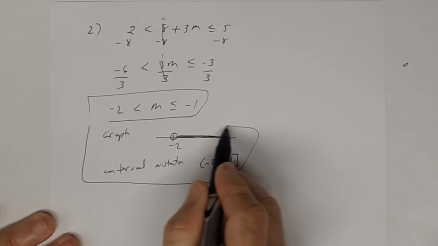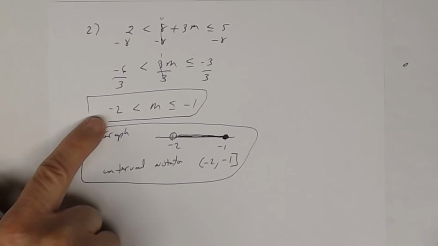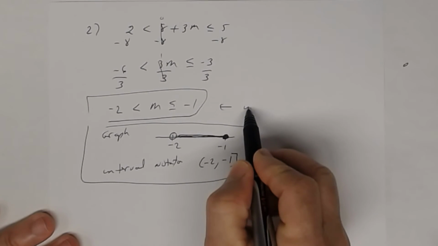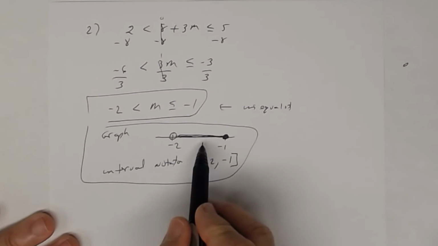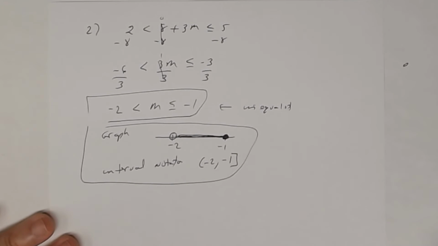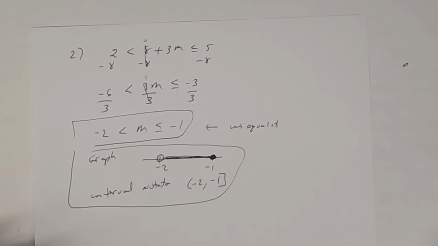So there's your solutions written in different ways. This is written as an inequality. This is written as a graph, and your solution here is written in interval notation. All right, so that's number 2. Let's do one more.